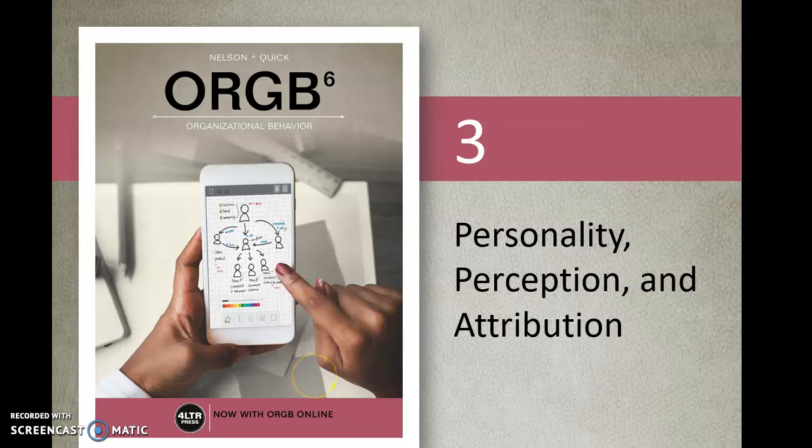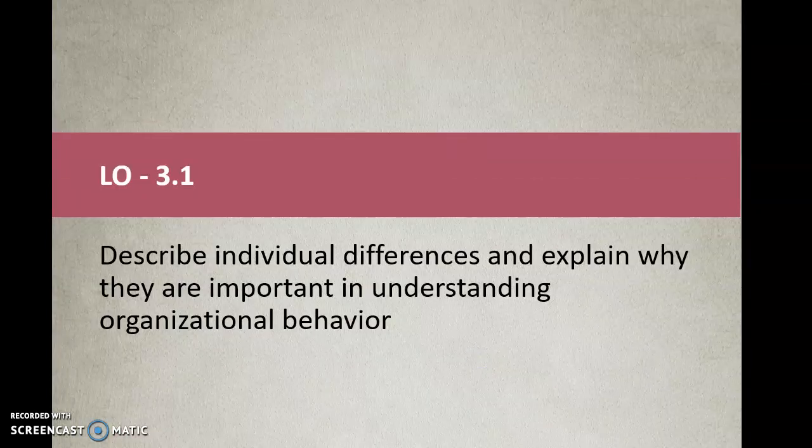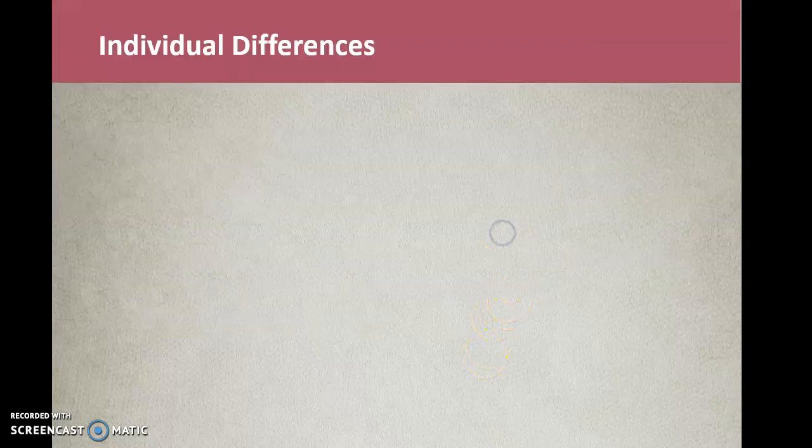Welcome to Module 2, where we'll be talking about personality, perception, and just a little bit about attribution. So what we're going to look at is describing individual differences, explaining why those are important, and understanding organizational behavior. So if we're looking at individual differences, what we're going to discuss is this concept of individual differences.